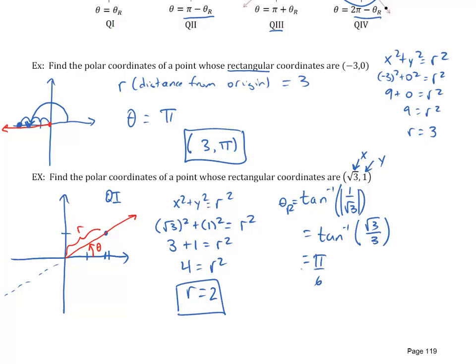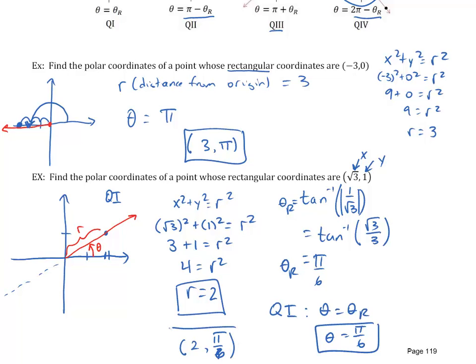Pi over 6, so theta sub r. Now, since we're in quadrant 1, that means theta and theta sub r are the same thing, so my theta is pi over 6. So my polar coordinates would be 2, comma, pi over 6. Boom, just like that. Okay, so find it in the quadrant, find the reference angle, and then for whatever quadrant you're in, identify what theta is relative to that reference angle.